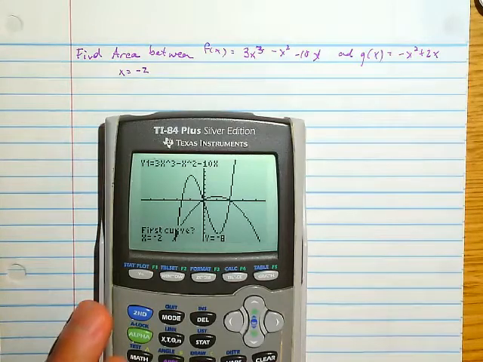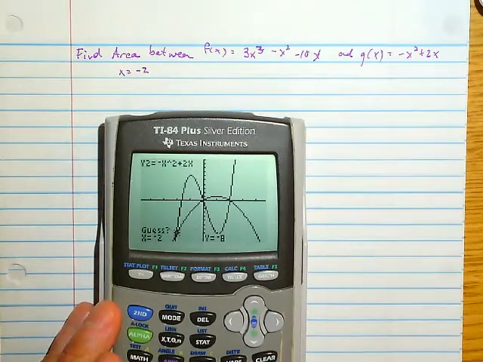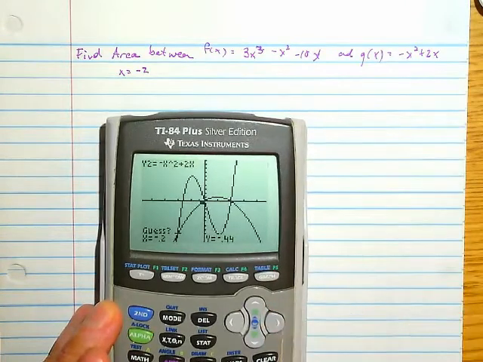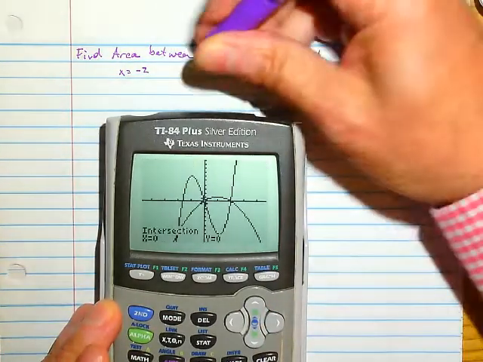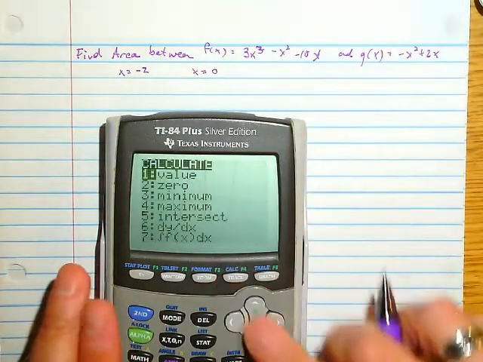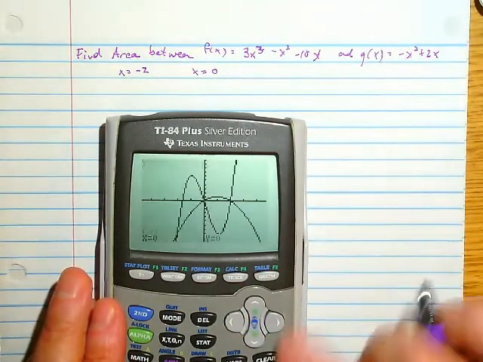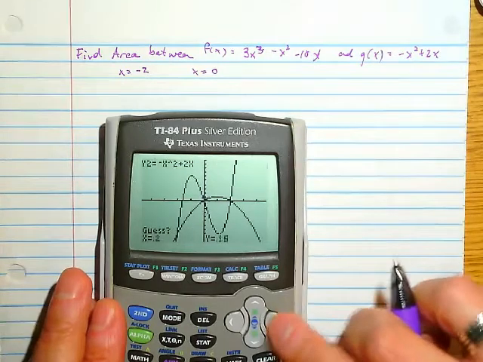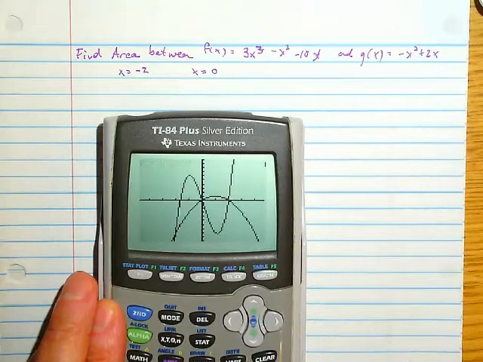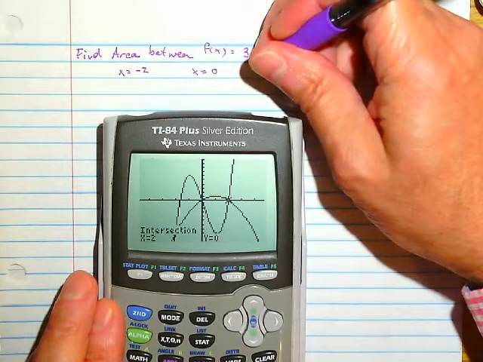Negative 2, first curve, second curve. And now I'm going to guess and walk my cursor up closer to this 0. And sure enough, x equals 0 is another intersection. And second calc, intersect, enter, because it's just asking you curve 1, curve 2. And get closer to this one, and sure enough, it's at x equals 2.